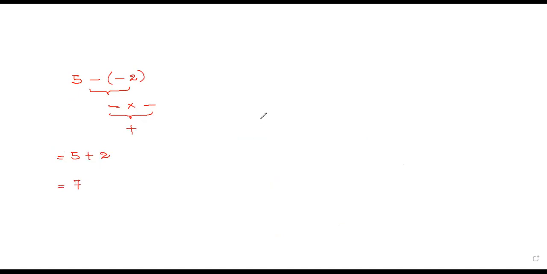So the answer is 7. In the same way, 5 subtract, let's say, positive 2. Now again you have negative multiplied by positive, and negative multiplied by positive is negative. So the answer is 5 minus 2, the answer is 3.